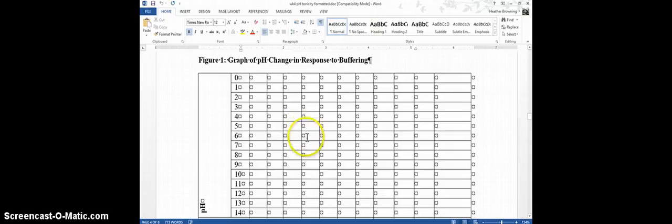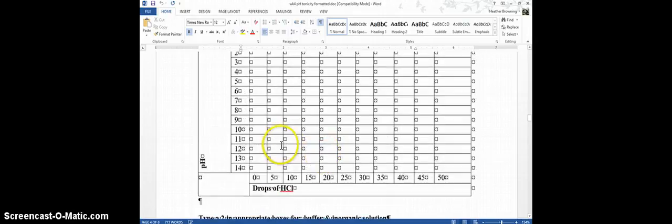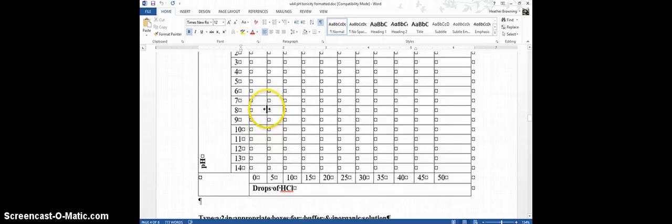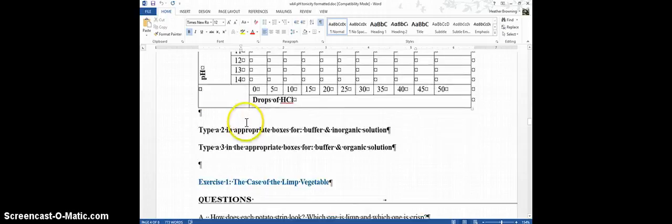Okay, so then in here, you're going to type a 2 for the buffer and inorganic solution and a 3 for the organic and buffer solution, right? So probably around here is where it starts around 7, so it'll be 2, 3, 2, 3, and then they'll start to veer off from each other, but both go up.